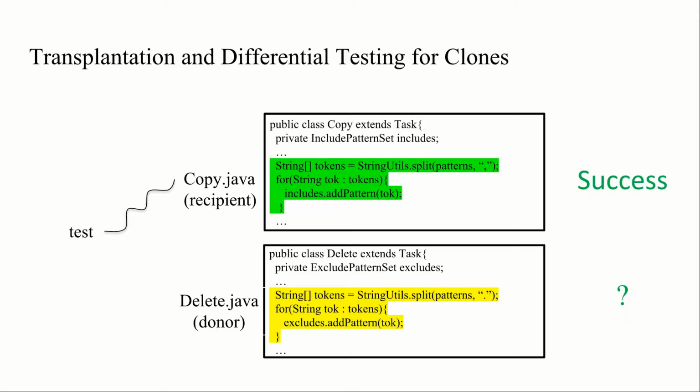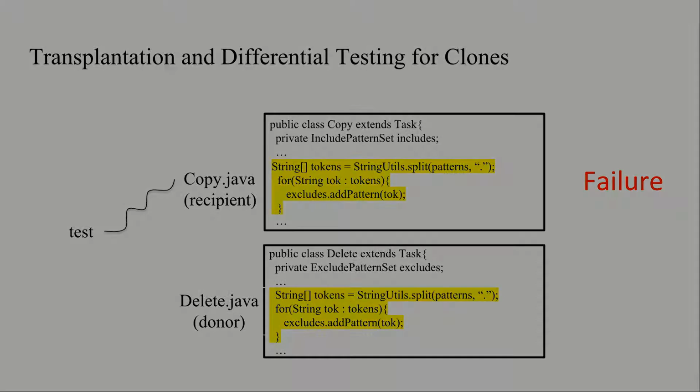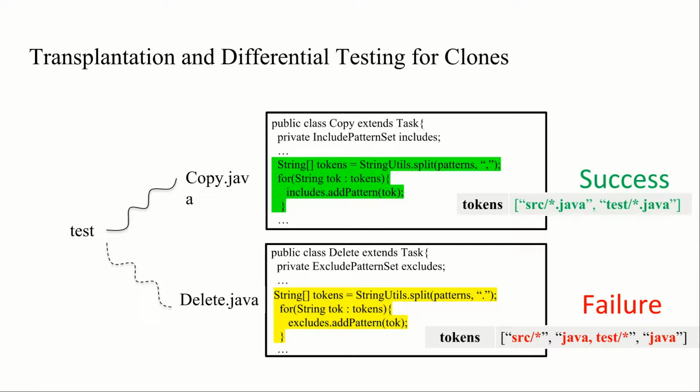To reuse an existing test on the counterpart clone, Grafter transplants the code snippet from delay.java, which we refer to as a donor program, to copy.java, which we refer to as the recipient program, and rerun the test. In this case, the test failure is caused by some subtle changes, which is also reflected on the internal state of this token variable. In the following video, I will demonstrate the user interface of Grafter step by step.